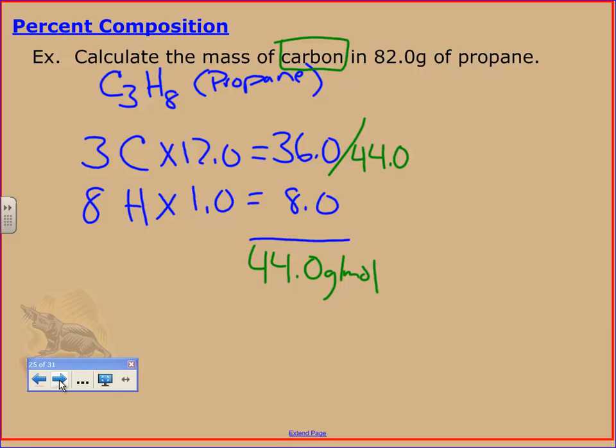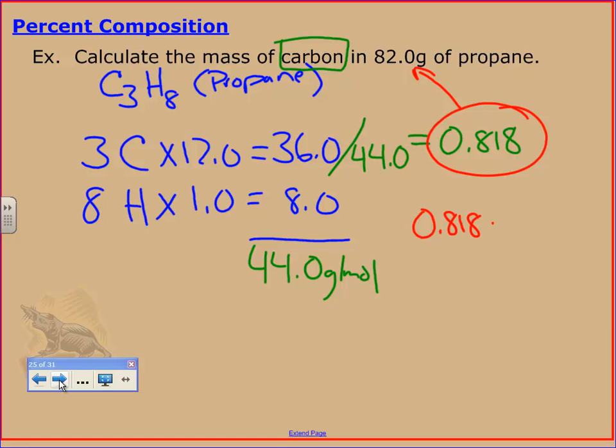Now, here's what's different. I'm going to get an answer here, and normally we would take that decimal answer and multiply it by 100. I don't want to do that this time. I'm just going to take my decimal answer, 0.818, that number, non-percent, before I turn it into a percent, and multiply it by the mass given. I have 82 grams of propane, that's what the given is. And I'm going to multiply it by 0.818.